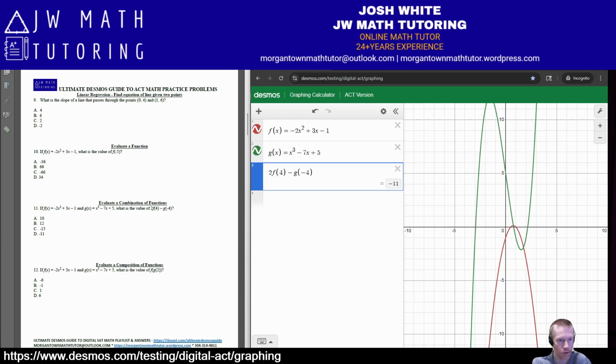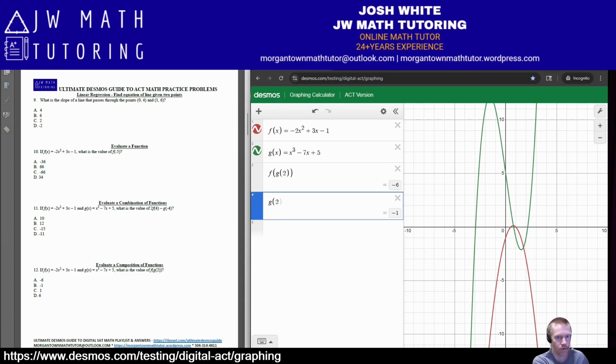Now, for problem number 12 at the bottom, here we have the same two functions, f of x and g of x, but we're going to do a composition of functions. So for example, if you want to find f of g of 2, okay, we get -6 as our answer, and that's it. No more work is needed. And we could confirm this, so for example, g of 2 is equal to -1. Okay, so now what is f of, that's what I'm plugging into f, -1. Okay, it's -6. Yep, we've got the correct answer, and that's it. That's all the work. Desmos will do the entire problem for you.